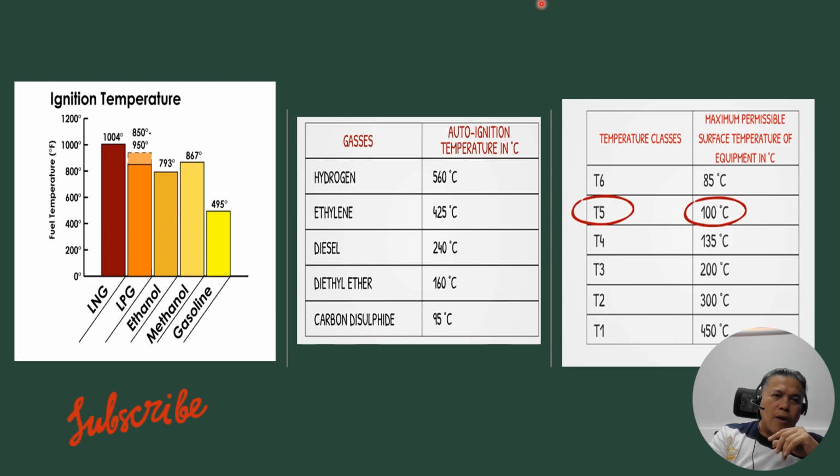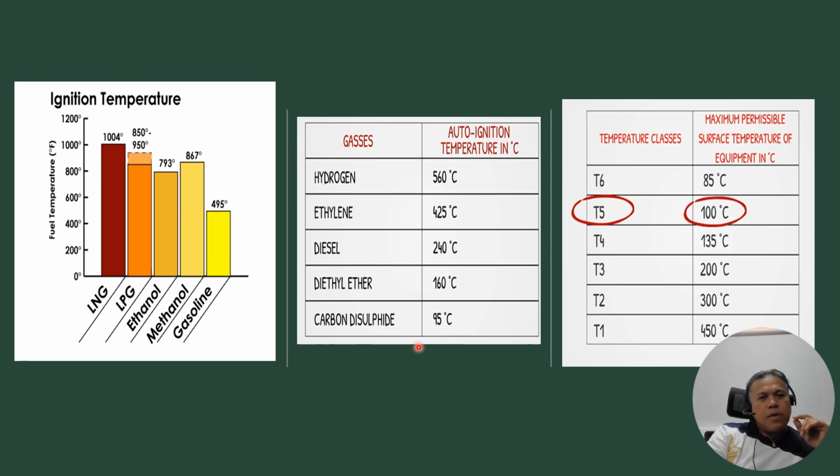So this is our auto ignition temperature. This is ignition temperature. All right. That's a big consideration in our oil and gas projects and refinery projects. This is a basis of hydrogen, ethylene, diesel, diethyl ether, and carbon disulfide. This is all the information, and some other gases are not there. Okay, there's a 350.